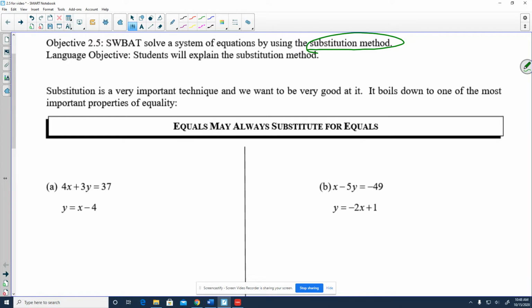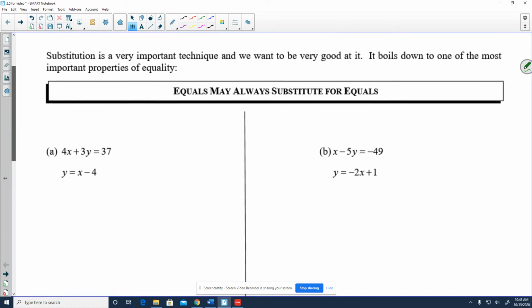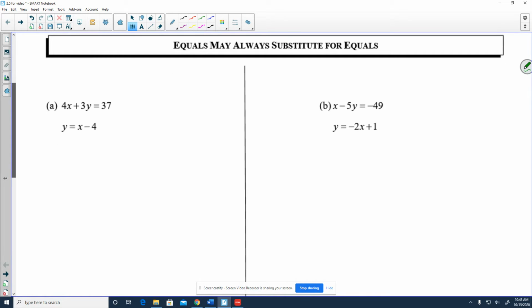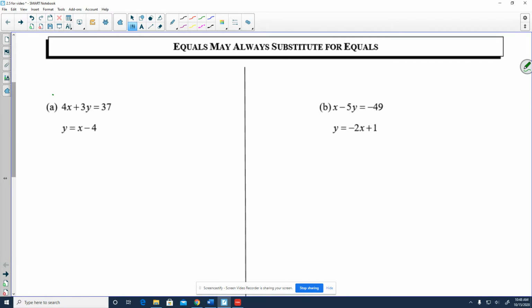It boils down to one of the most important properties of equality, which says equals can always be substituted for equals. So we talked about that on 2.4, but we're going to talk about it again. We're just going to apply it in a little bit different way. Okay? So we have letter A, 4x plus 3y equals 37, and y equals x minus 4. We want to solve this system of equations.